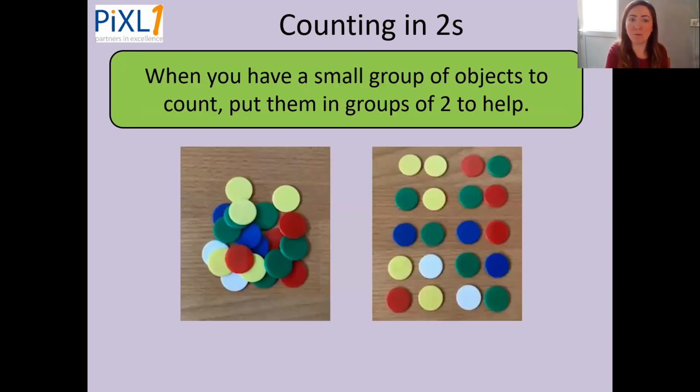So when you have a small group of objects, like these counters here, putting them in groups of twos can help to count them. Because I think I'd really struggle with this pile of counters to make sure I counted accurately. So here's the same counters put in groups of two. Let's have a go at counting those. 2, 4, 6, 8, 10, 12, 14, 16, 18, 20. Okay, pause here and have a try yourself.